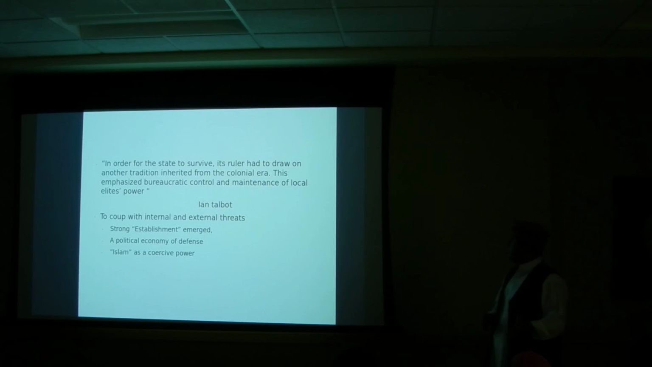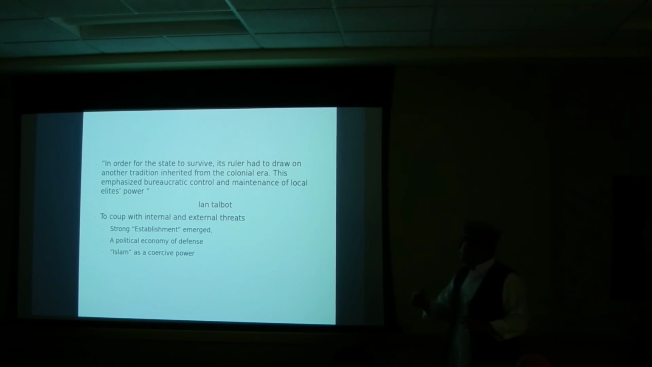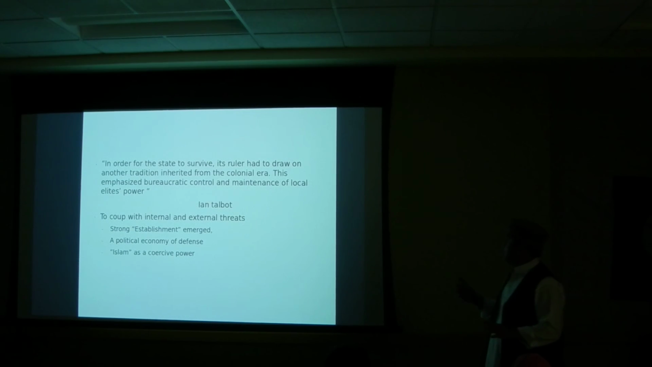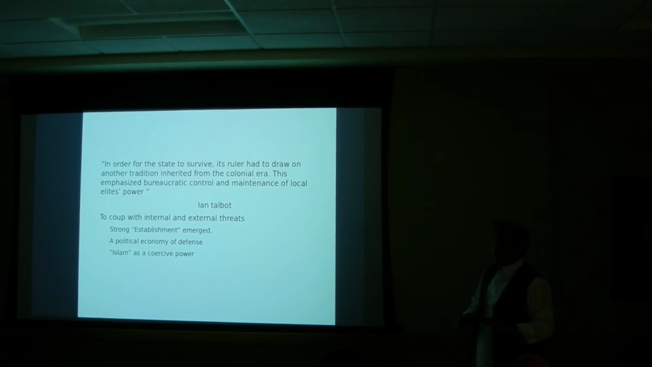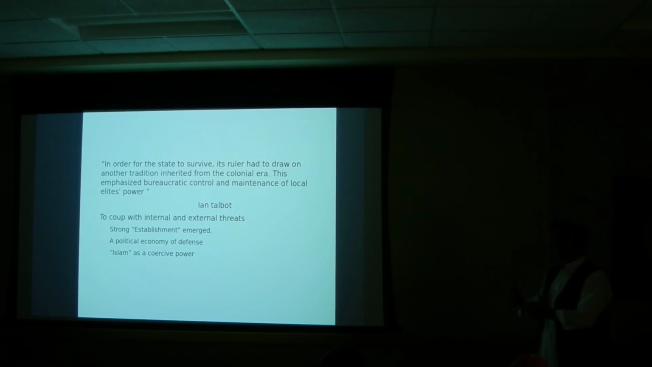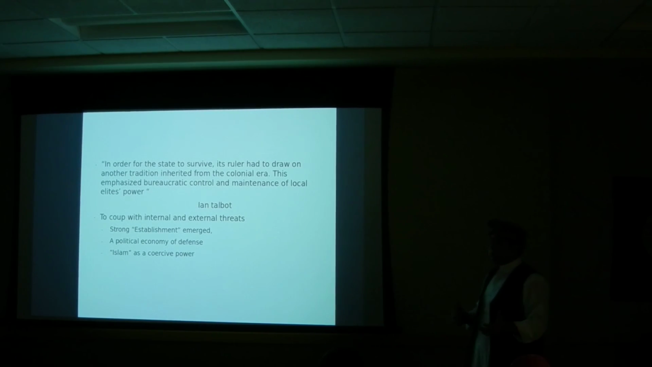Now, in order to cope with these challenges, the state adopted some policies. The biggest one was bureaucratic control and the maintenance of local elites' power. With this apparatus, the state became very powerful and a strong establishment emerged. This establishment worked to control the state and used Islam as a coercive power to bring unity in the state. And the political economy of defense emerged. India was considered the enemy, and for that we needed tanks and everything, so it was the first priority of the state to invest in defense.